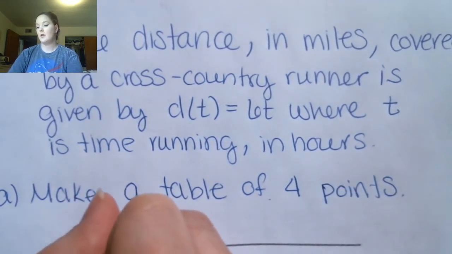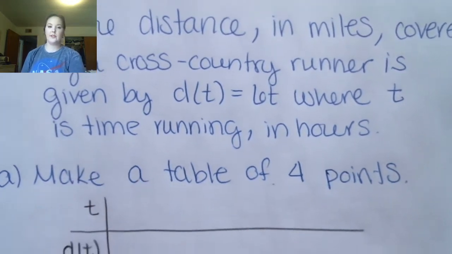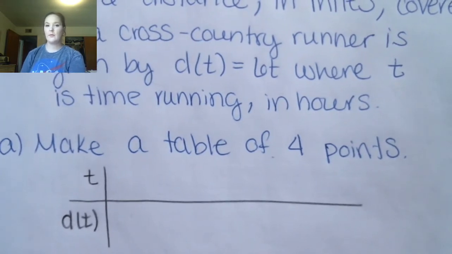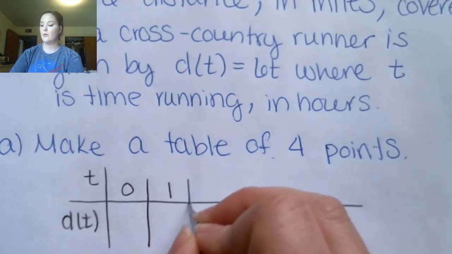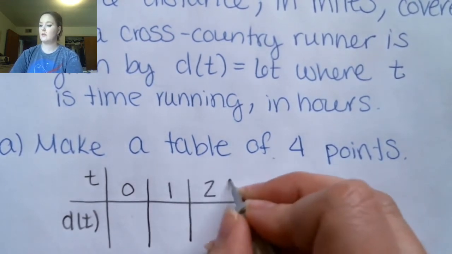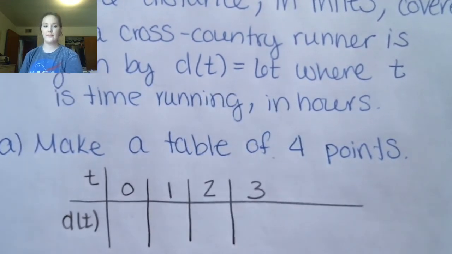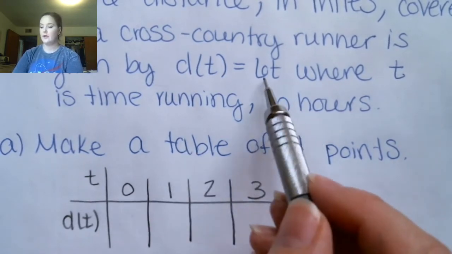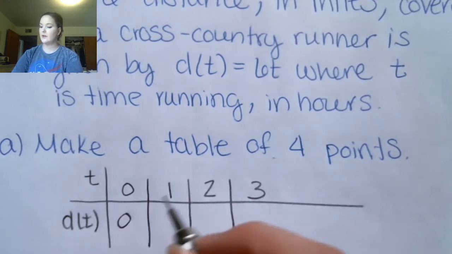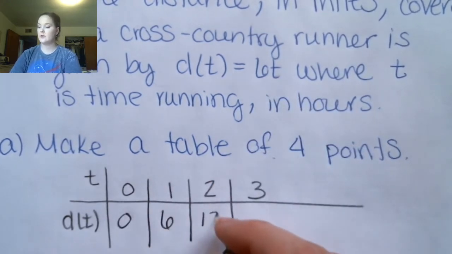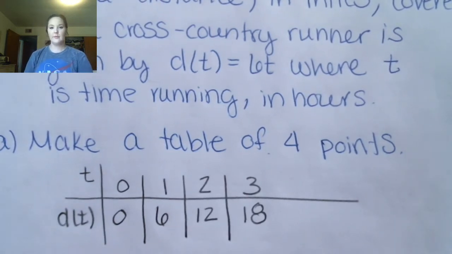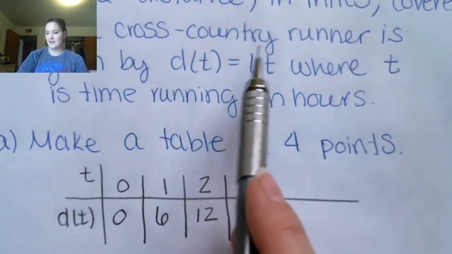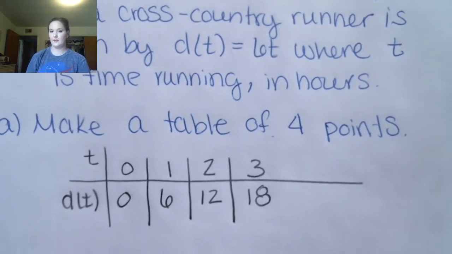Okay. You can pick your own points here. Because this is someone running for hours, I'm going to pick some pretty small points. And then I'm going to fill in here. So if I put 0, I get 0, 1, I should get 6, 12, and 18. I'm just getting those by plugging in the t values here.